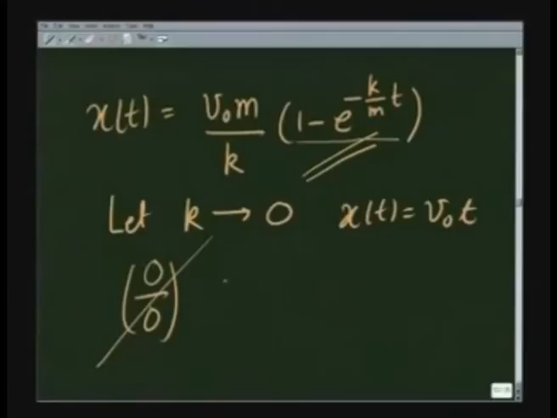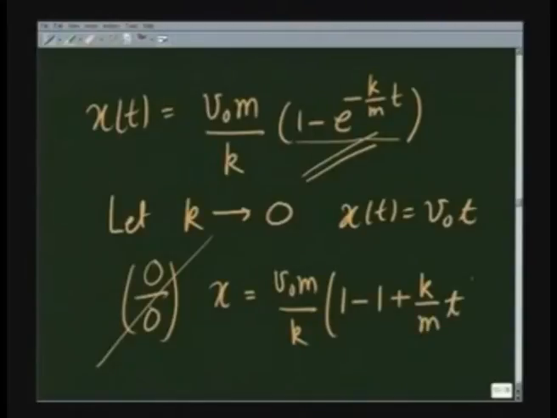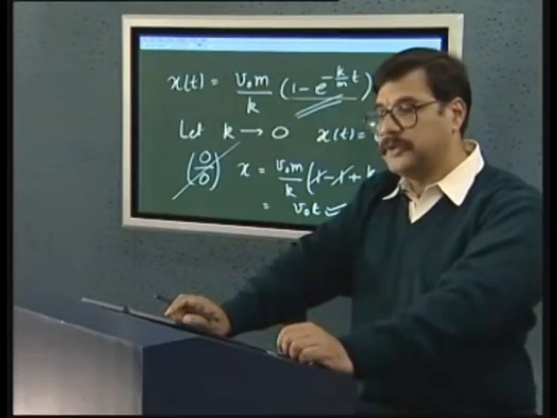If I do that, I find x is equal to v0 m over k, (1 minus (1 minus k over m t)). This cancels and I get v0 t, which is correct. So this is one way, when you apply these forces and get an expression, that you can check your answer.